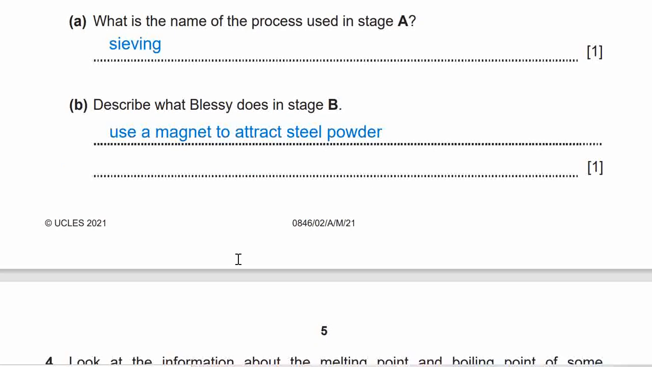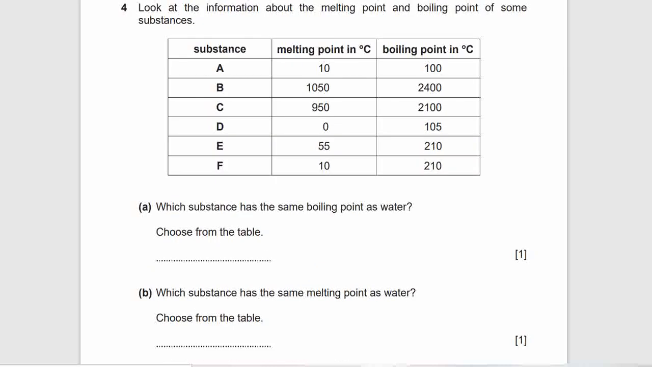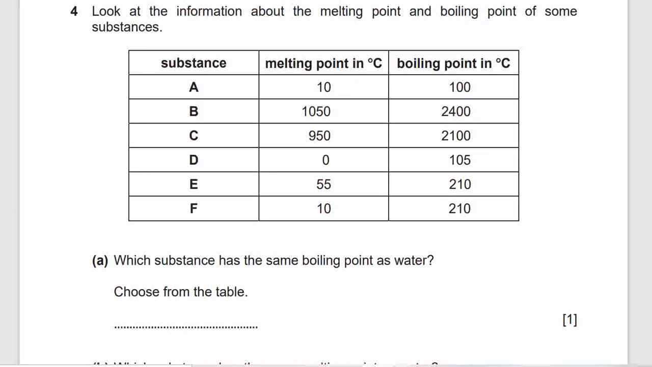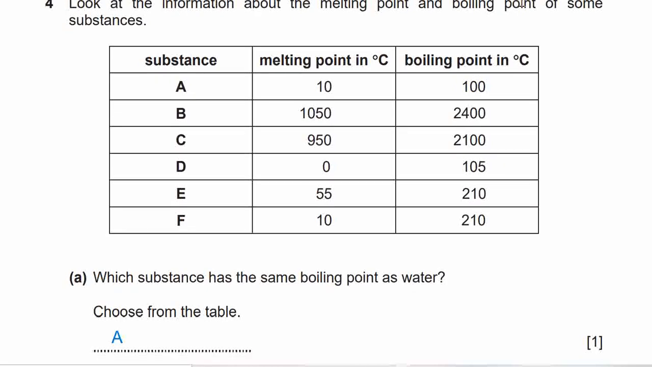Next will be question number 4. Look at the information about the melting point and boiling point of some substances, substance A to F. Which substance has the same boiling point as water? Choose from the table. The boiling point of water is 100 degrees Celsius, so it should be substance A. The answer for this is A.